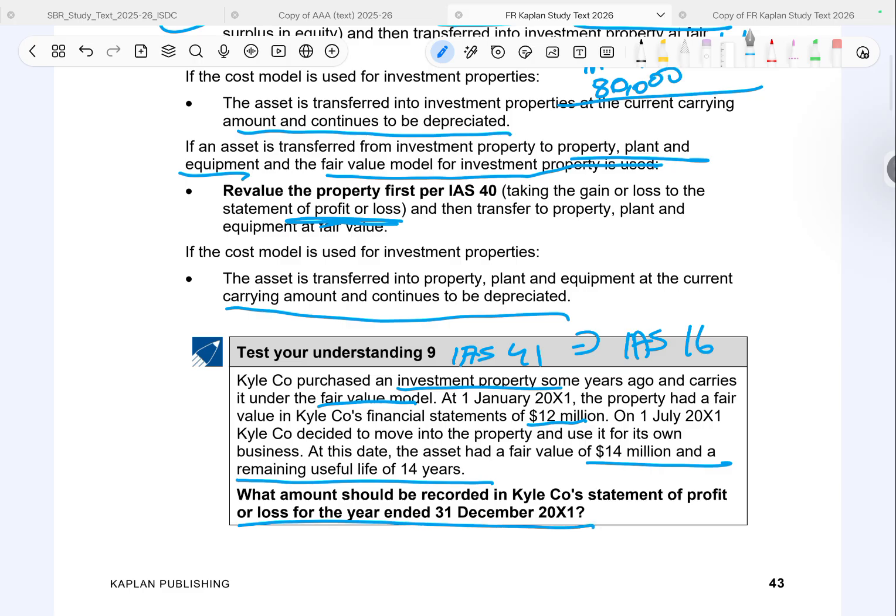So this is a rather easy sum. It's very simple. Over here we have read that if we are revaluing it from IAS 40, oh, this is IAS 40, sorry, I have been stating it as IAS 41, then we revalue it before switching to IAS 16.